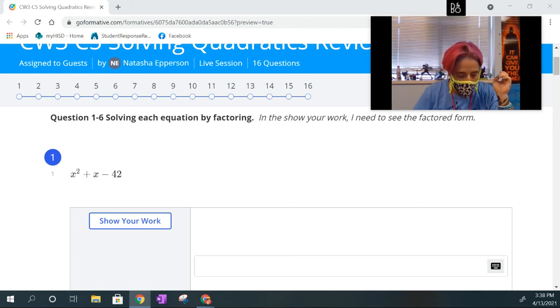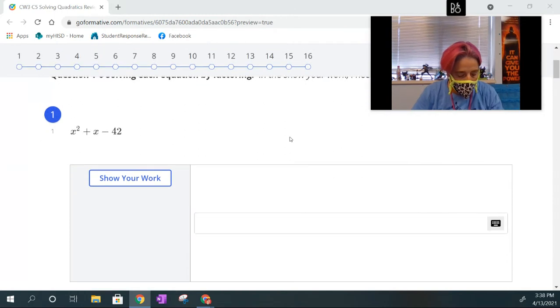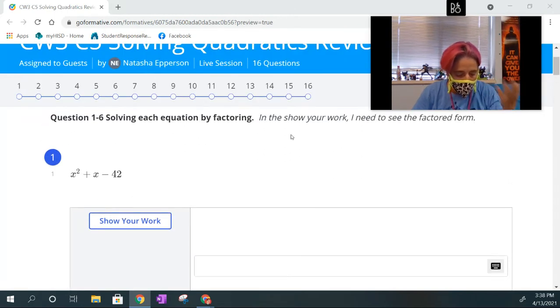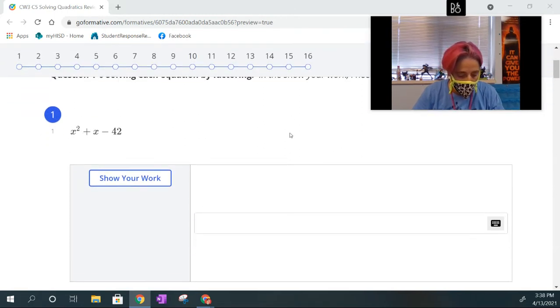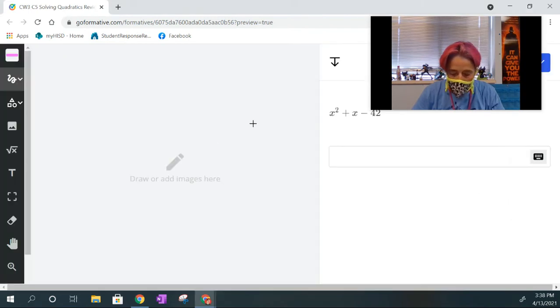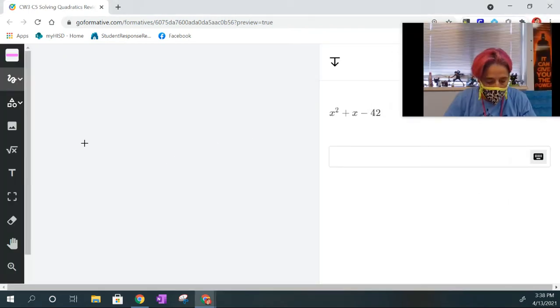All right, so I'm going to go over some of these questions on the classwork. Questions 1 through 6, we're just going to solve through normal factoring. For question number 1, we'll do it together.